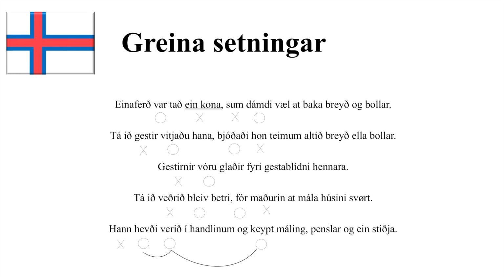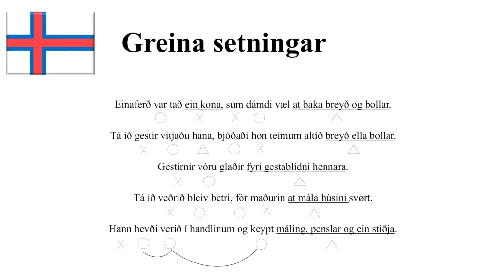And then we're gonna find grundli and basically find who it was who did all of these things. So ein kona is the first grundli, and then since there is a comma that splits the sentence into two clauses, sum, meaning who or which, who in this case, would be grundlier for the second clause because it refers back to ein kona. And then we have gestir, hon, gestirnir, veðri, maðurin, and han.